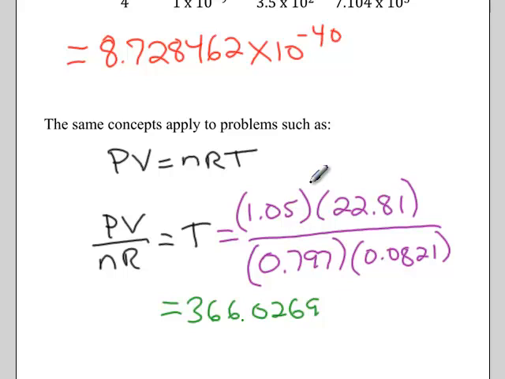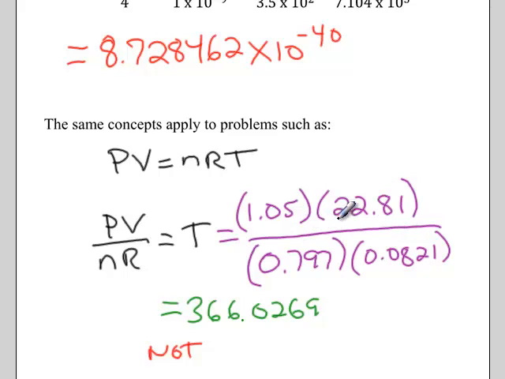The most common mistake on a problem like this is multiplying the top two numbers, and then you hit divided by 0.797, and then people times by 0.0821. Your calculator thinks you want the 0.0821 to be in the top. So you have two choices. One choice is use more parentheses. I don't like that choice because it's time consuming.